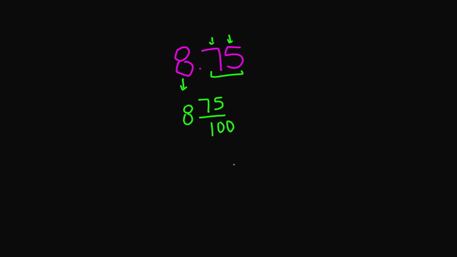Now, if you simplify your answer, the number 25 goes into both the 75 and the 100. So 75 divided by 25, this is going to equal 3. And then 100 divided by 25, this is going to equal 4. So if you simplify your answer, you're going to get 8 and 3/4.